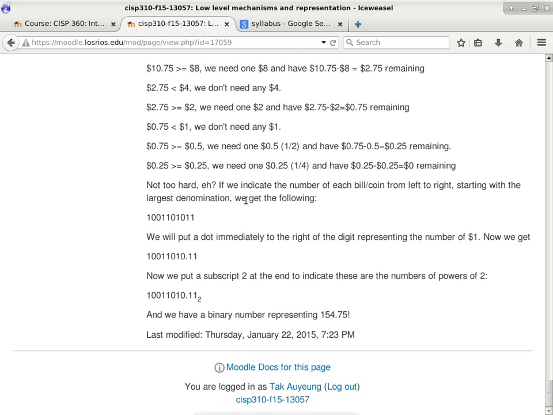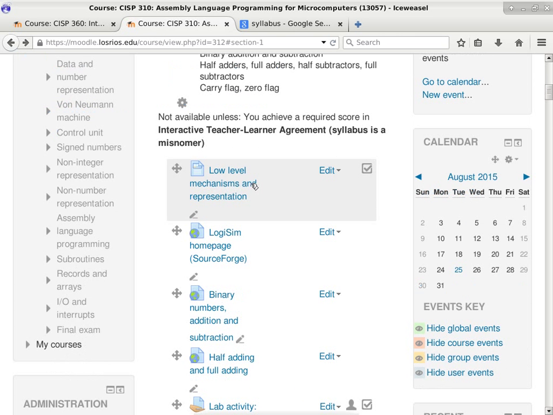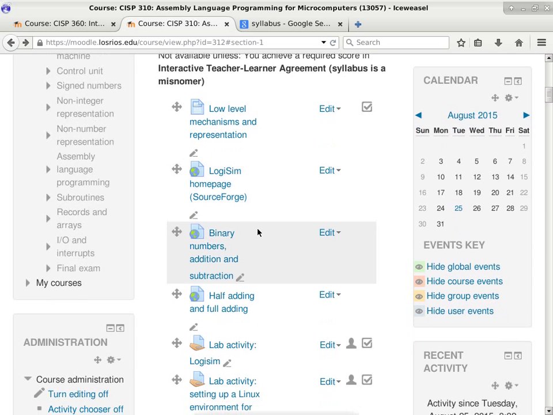So this slide is pretty much done by the time we get to base conversion, when we're done with base conversion. And that's low-level mechanisms and representation. So what we'll do in this class is, this is just a link to the LogicSim webpage. There's not a whole lot to do. We will talk about binary numbers, addition and subtraction. So you want to read that particular slide as much as you can before we meet on Thursday.